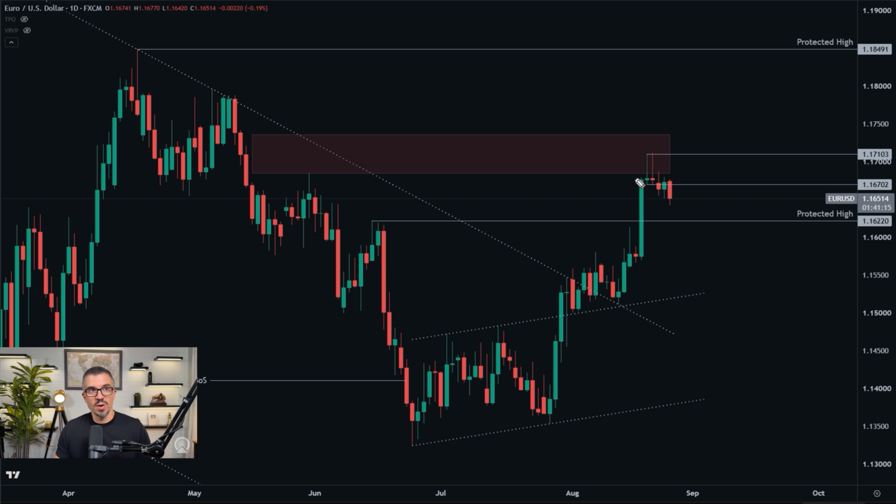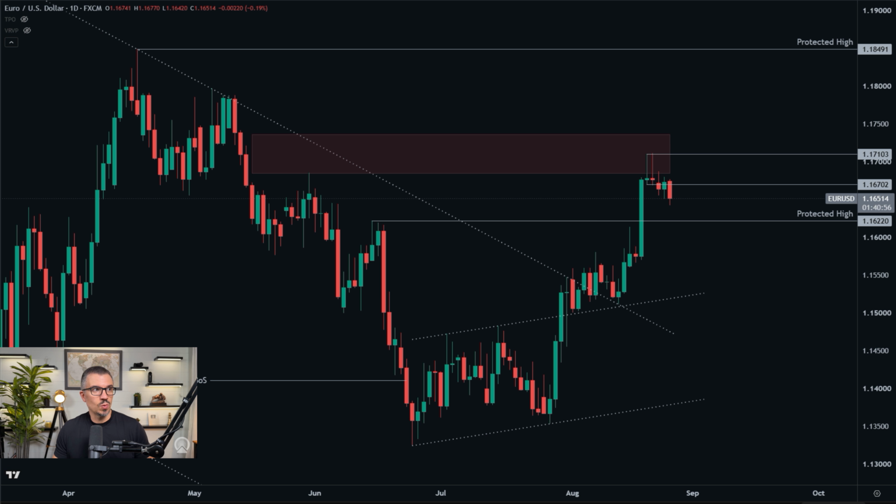Now, if we were to see this market erase candles like this back here and start to close down here in this area, that would start to look a little bit more bearish for this market. But as long as we are just pulling back here into levels like this and showing demand at support, then this is a short-term uptrend.